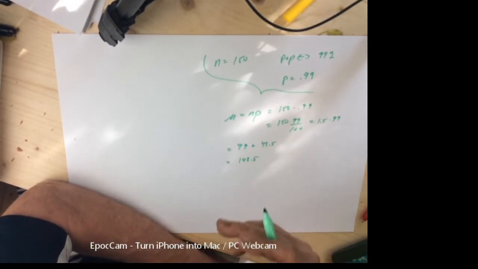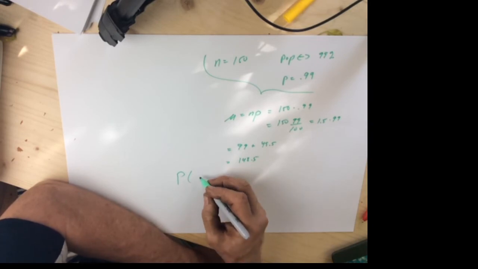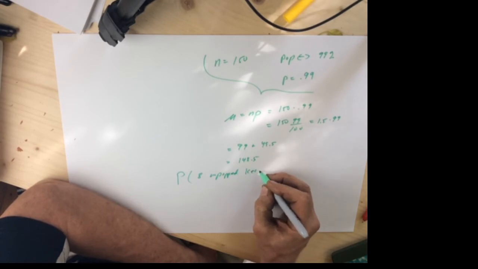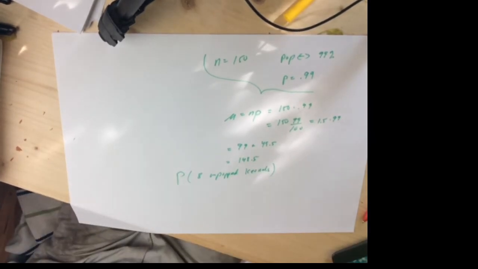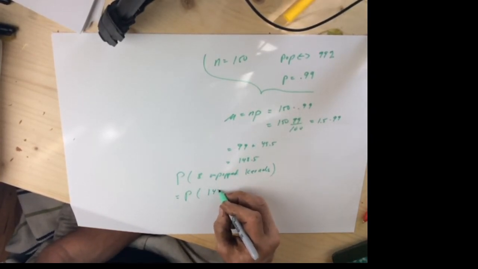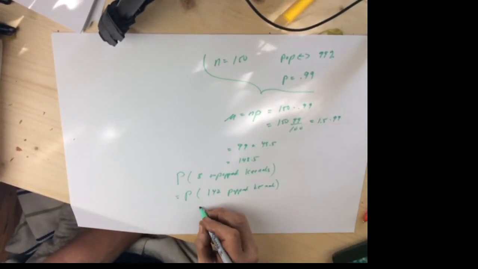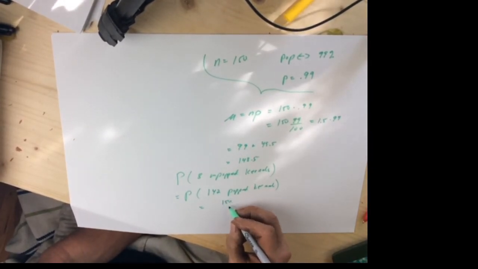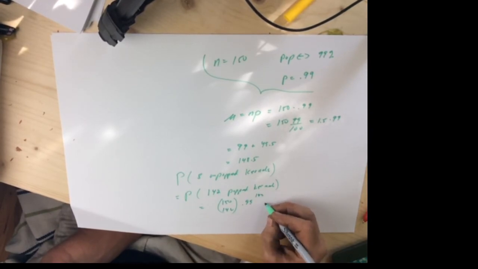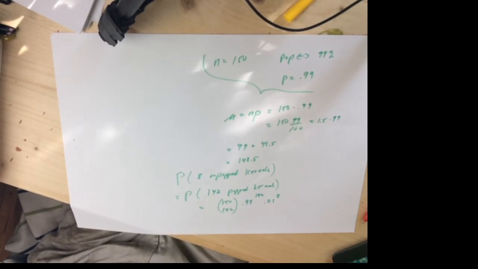This is a way to express things that are happening. Now, I could also ask, what is the probability of 8 unpopped kernels? Well, that's the probability of 142 popped kernels. Well, that's simply 150 choose 142 times 0.99 to the 142nd times 0.01 to the 8. And there we can calculate that probability.